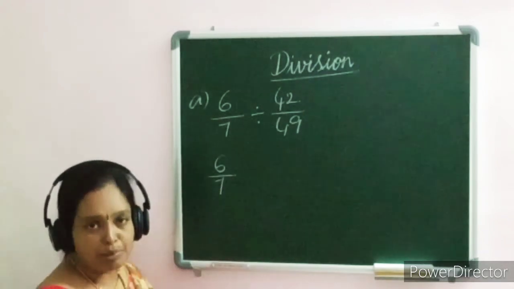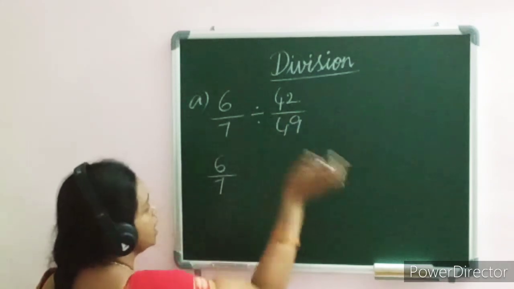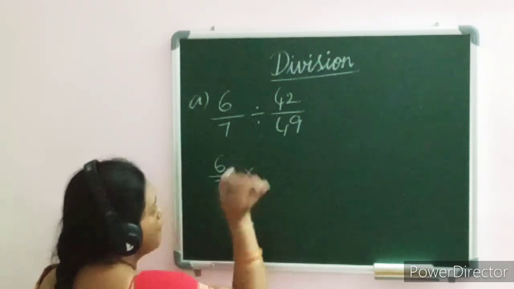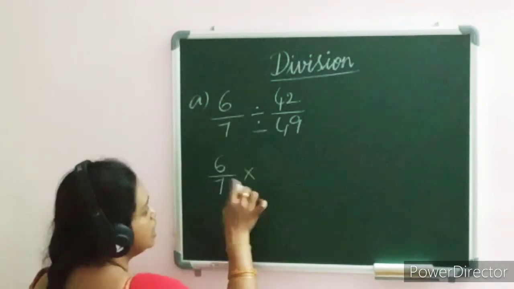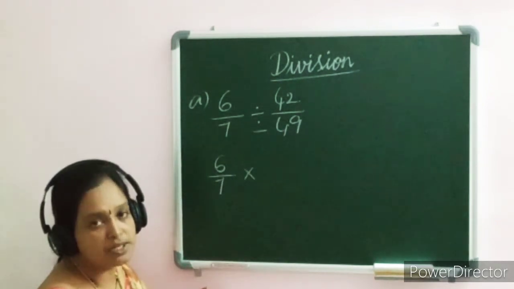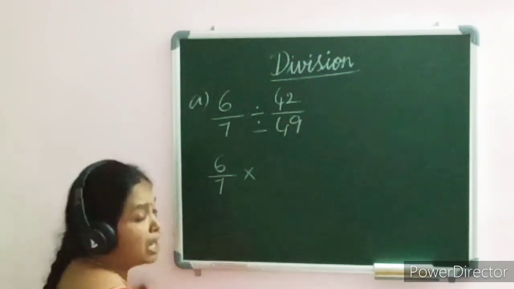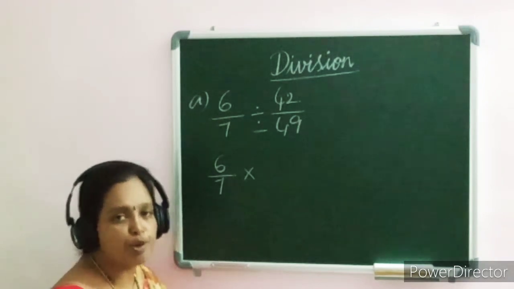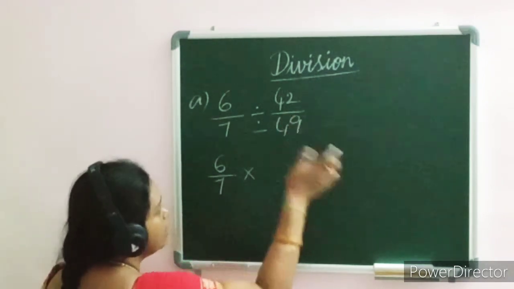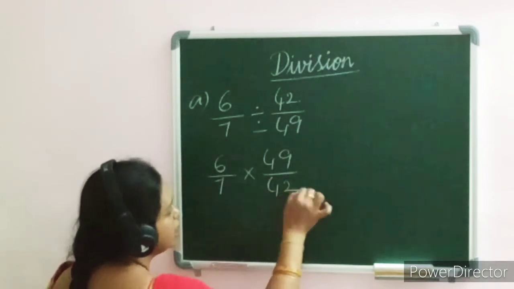The magic happens with the next fraction. Now the division symbol will turn into a multiplication symbol, and for the next fraction you need to write the multiplicative inverse, which is also called the reciprocal. So 42 by 49 now becomes 49 by 42.